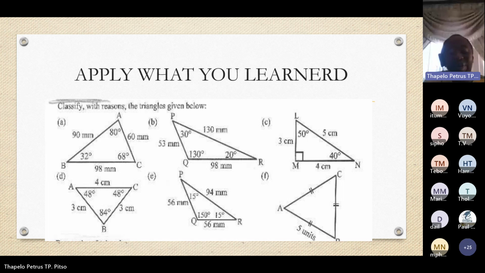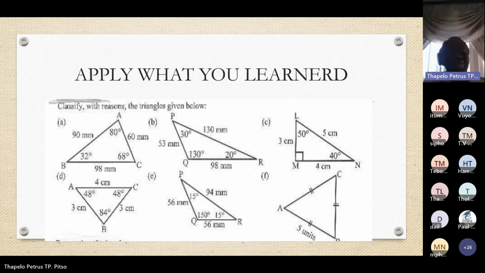Let's go to B. Again, let's look at the properties. What do you see in terms of sides? Are they equal? Definitely not. Then what about the angles? They will also not be equal. Therefore, what kind of triangle? A scalene triangle.